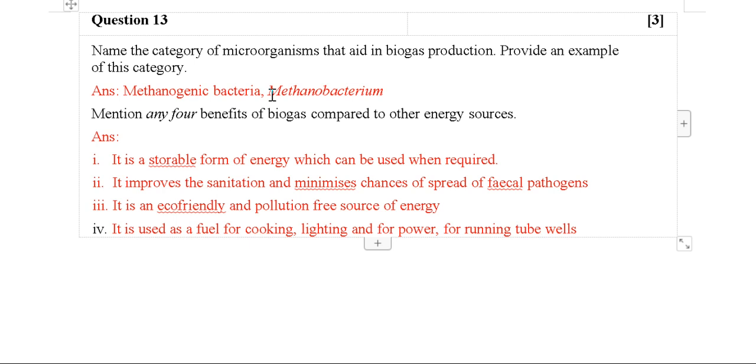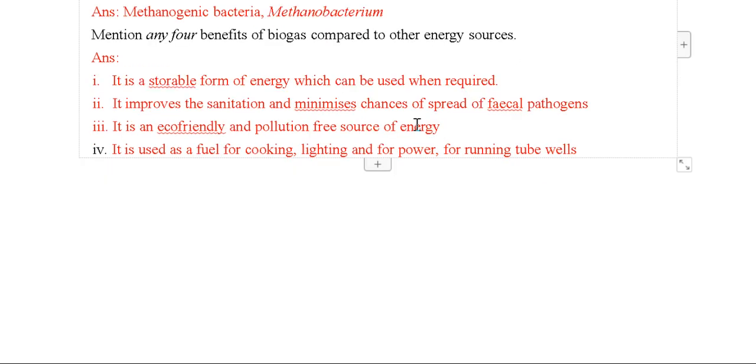So one example I put here is Methanobacterium. It is in italics, which means this is the scientific name of the methanogenic bacteria. There are many methanogenic bacteria; I wrote one scientific name. Now next, what are the advantages? Mention any 4 benefits of biogas compared to other energy sources. So here we need to put 4 points.